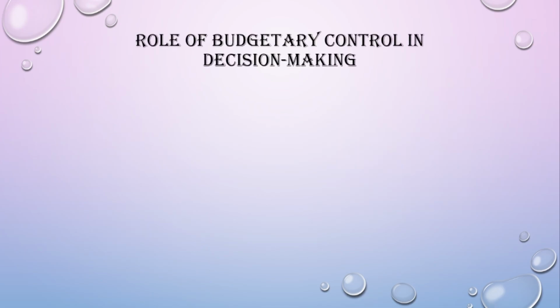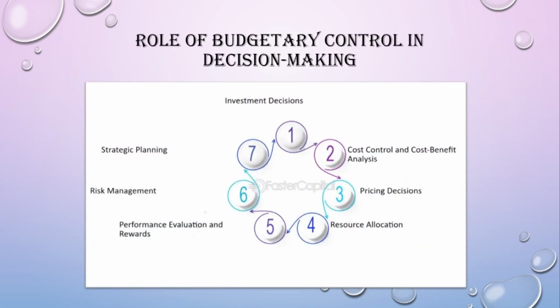The role of budgetary control in decision making. There are seven types of roles of budgetary control in decision making. First of all, investment decision. Secondly, cost control and cost benefit analysis. Thirdly, pricing decision. Fourthly, resource allocation. Fifthly, performance evaluation and reward. Sixthly, risk management. And seventhly, strategic planning.